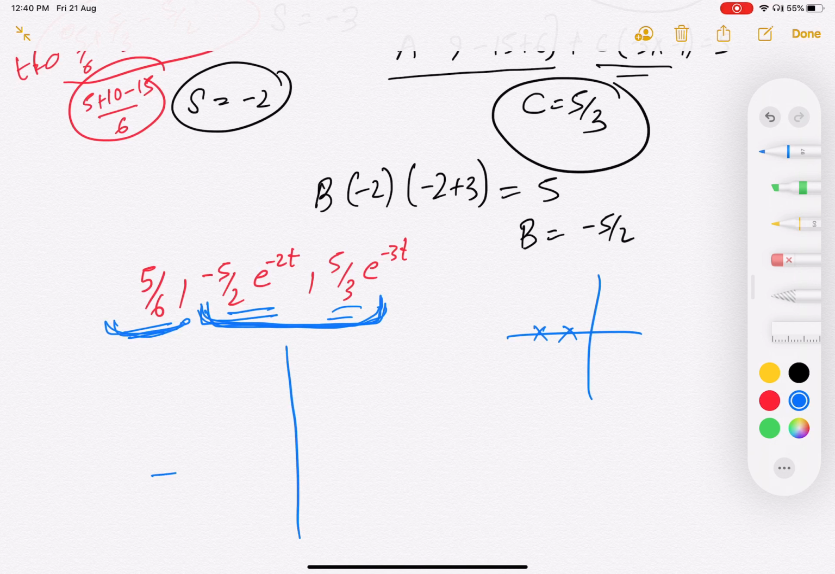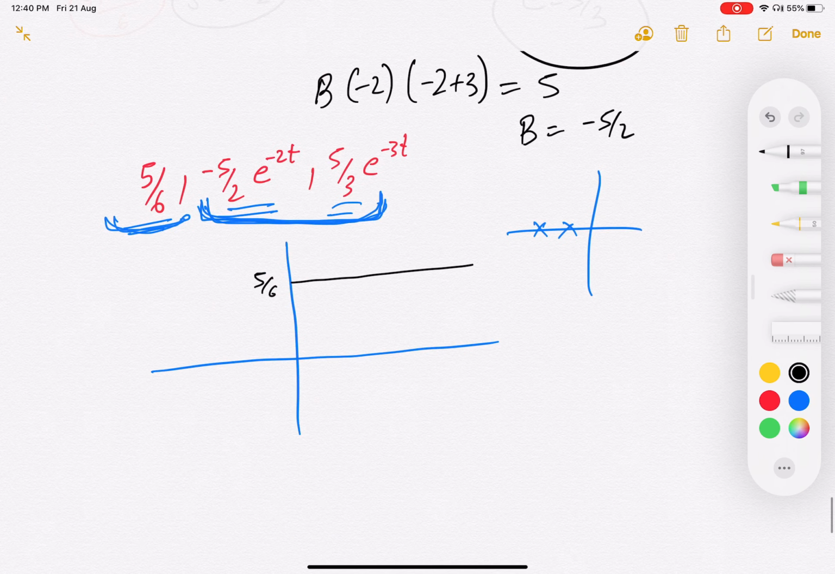And if you want to sketch all of them, 5 by 6 would be something like this. So this is your 5 by 6, the forced response part, and minus 5 by 2 e to the power minus 2t is going to start at minus 5 by 2 and then decay to 0, because the initial value is minus 5 by 2. So this we say is approximately somewhere here, and then it decays to 0 like this. So this is minus 5 by 2 e to the power minus 2t.